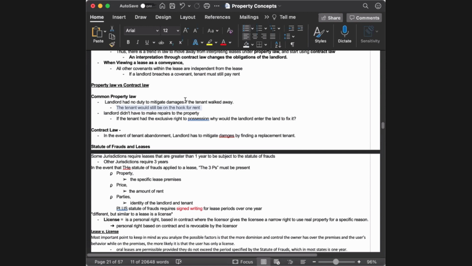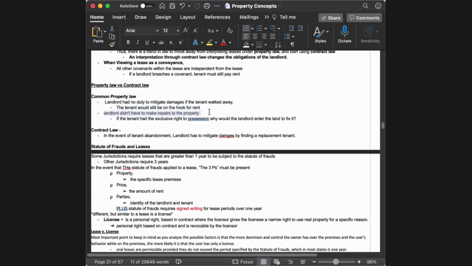On the flip side, we'll come into contact with this later. There is, and this is in the contract law section, I'll get to this, a duty for the landlord to attempt to mitigate damages when the tenant walks away. So if they're not actively trying to fill the space, they're not going to be able to collect against the tenant.